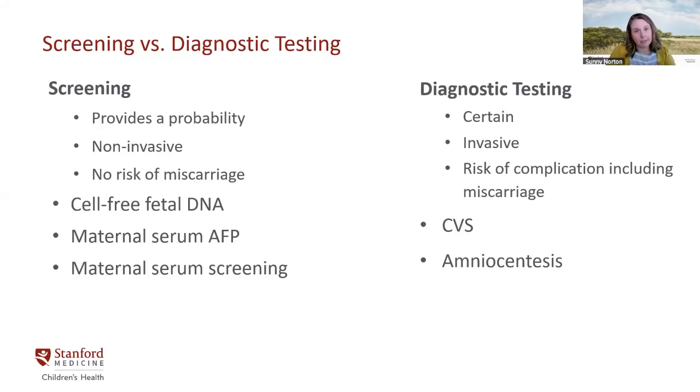It's more comprehensive in that we can test for more conditions, and it provides a more certain result for the condition we are looking for. Diagnostic tests are invasive. And so there is a risk for a complication when diagnostic tests are performed, including a risk for a miscarriage. And the two main diagnostic procedures that we offer in pregnancy are chorionic villus sampling, or CVS, in the first trimester, and amniocentesis in the second trimester.